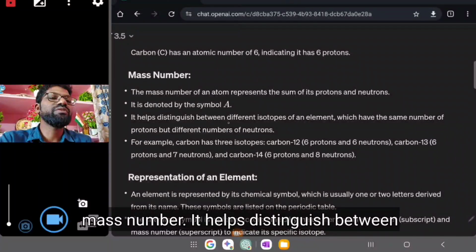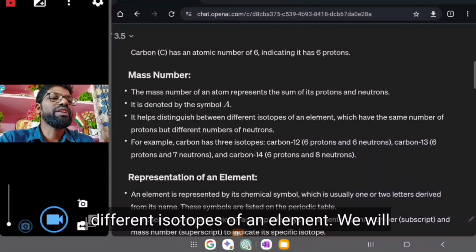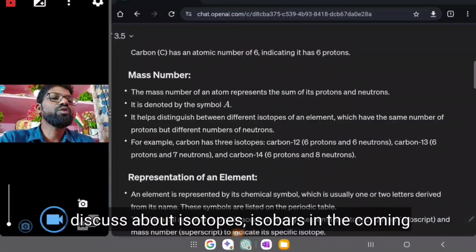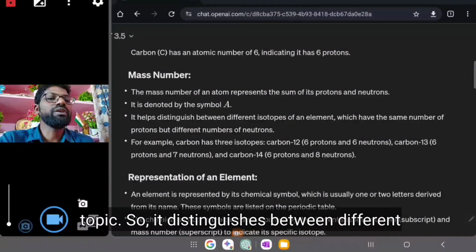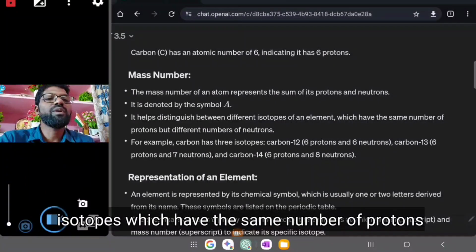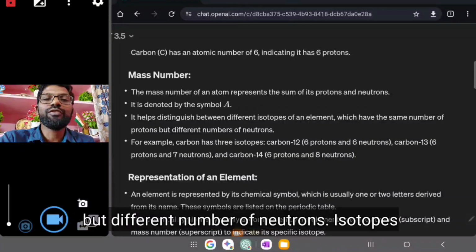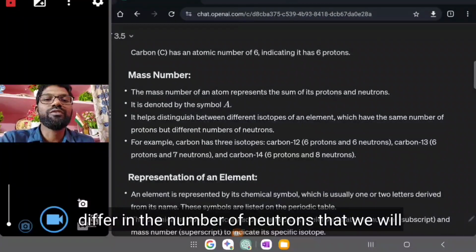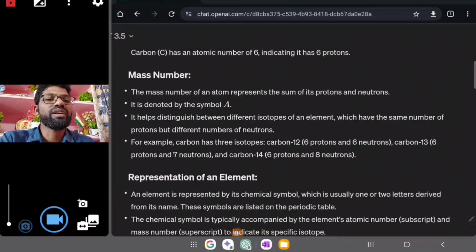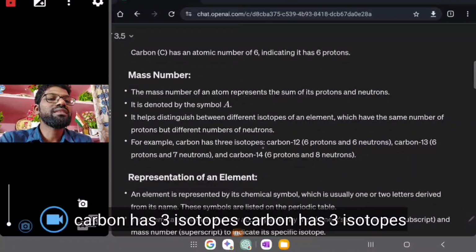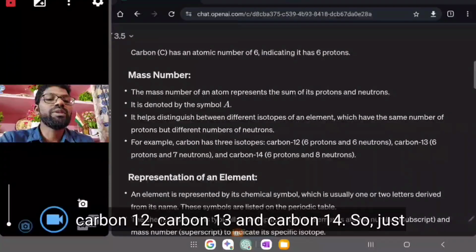It helps distinguish between different isotopes of an element. We will discuss isotopes and isobars in the coming topic. So it distinguishes between different isotopes, which have the same number of protons but different numbers of neutrons. Isotopes differ in the number of neutrons, that we will discuss in the coming topic. For example, carbon has 3 isotopes: carbon 12, carbon 13 and carbon 14.